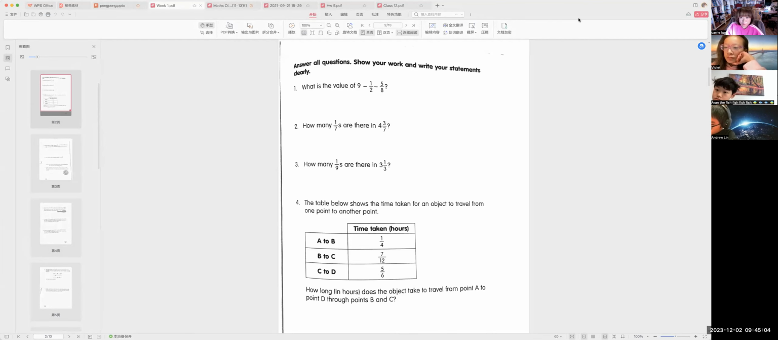Okay, so now let's take a look at the next one. So how many 1 over 7 are there in 4 and 3 over 7? So 4 and 3 over 7 divided by 1 over 7. So 31 over 7 divided by 1 over 7 equals 31 over 7 times 7 over 1 equals 31.